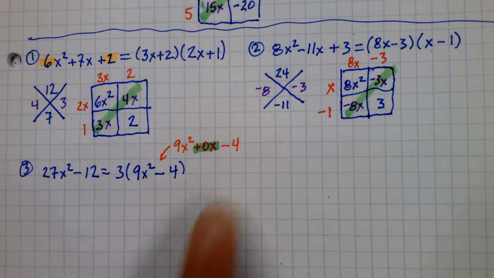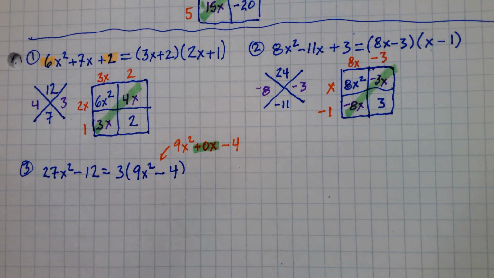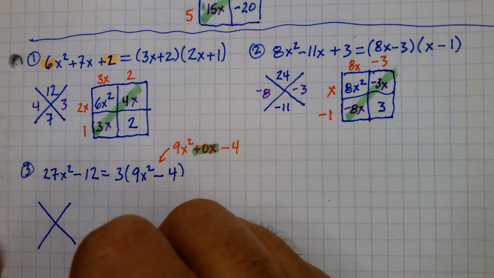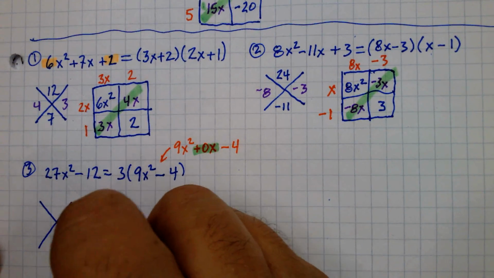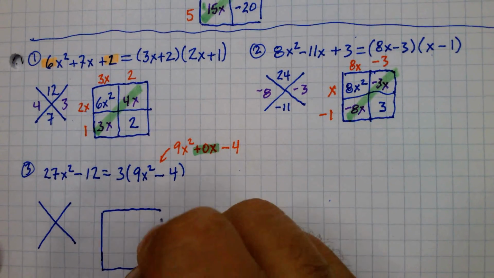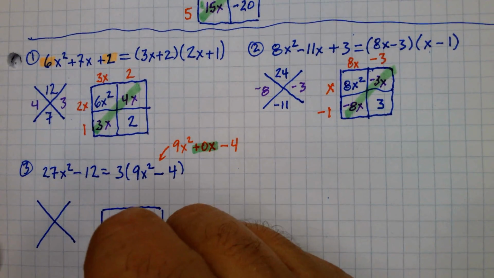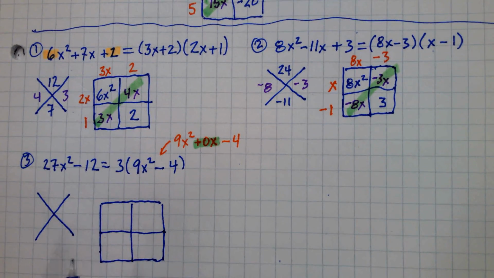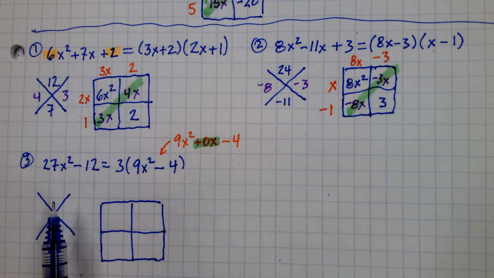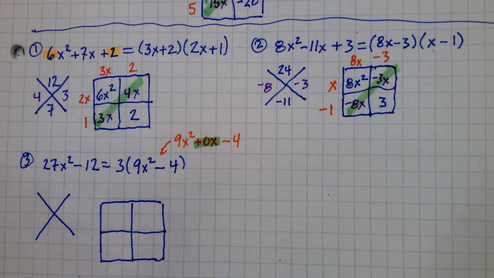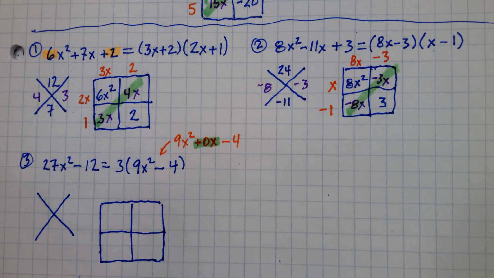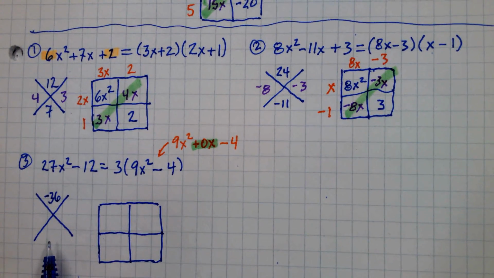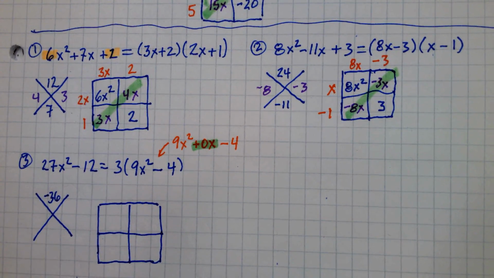So this part, let's factor it. Let's set up a diamond. And a box. Okay. So what number goes here? It's 9 times negative 4, right? Negative 36. What number goes here? 0. Okay, the 0 goes here.